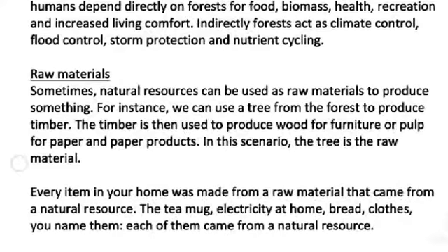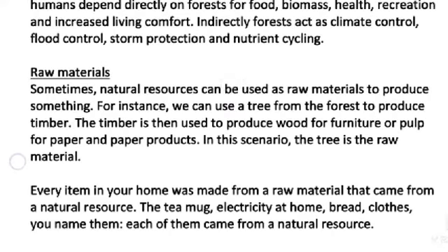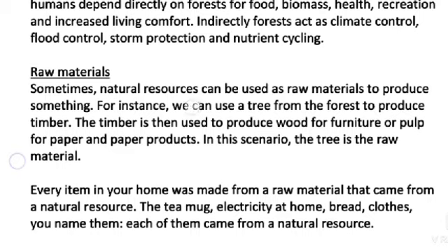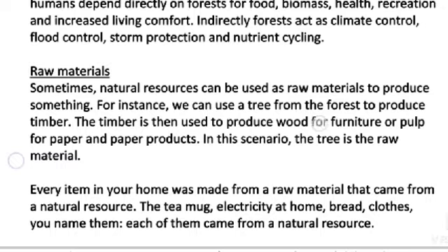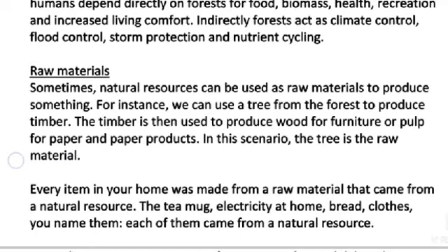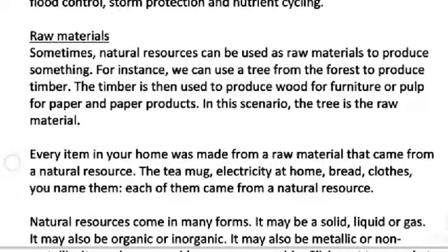Raw material. Sometimes a natural resource can be used as raw material to produce something. For instance, we can use a tree from the forest to produce timber. The timber is then used to produce wood for furniture or pulp for paper and paper products. In this scenario, the tree is the raw material.